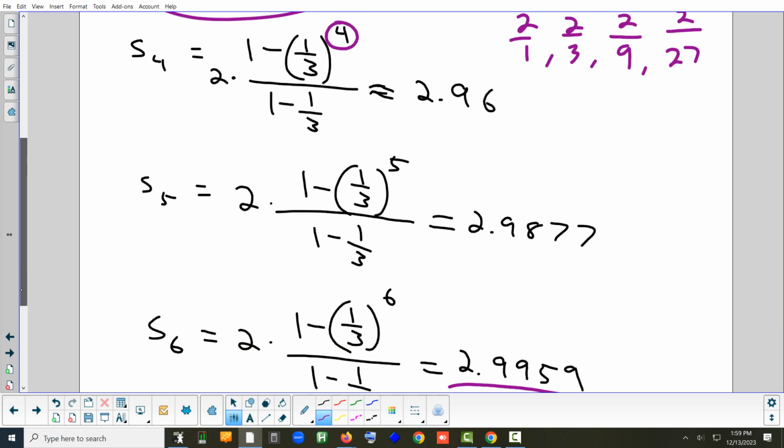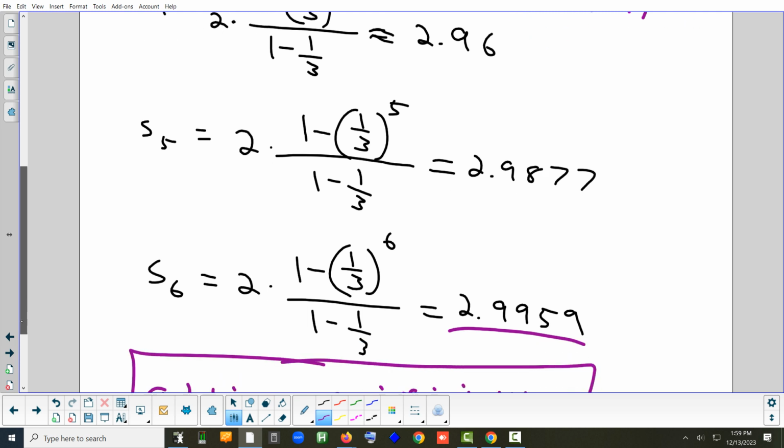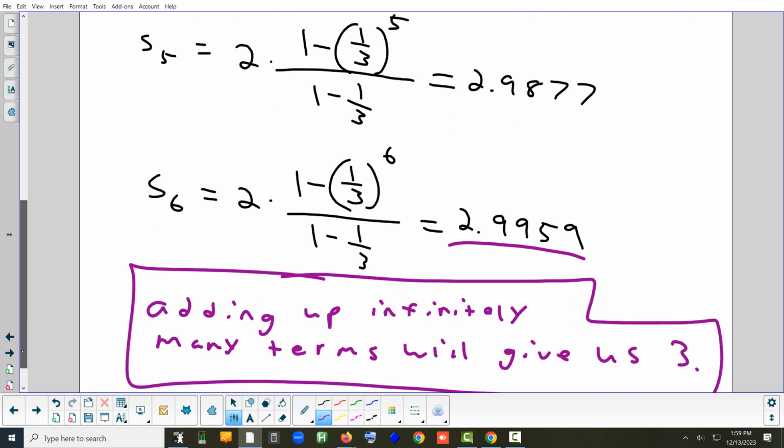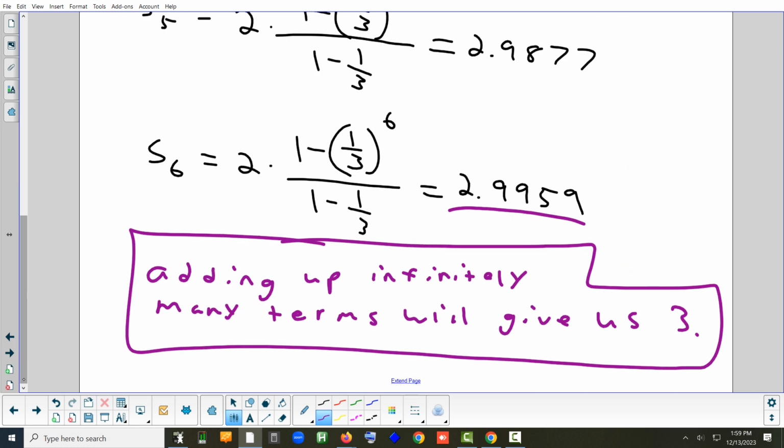What is the sum of the terms getting closer to? 3. That's 3, yes. So in a convergent sequence, the terms are always getting closer to 0. That's the only way they can add up to something. They have to be getting smaller. So the terms are closer to 0, but the sum of the terms is 3. Is there any question on the difference between the two? Okay, that's important.